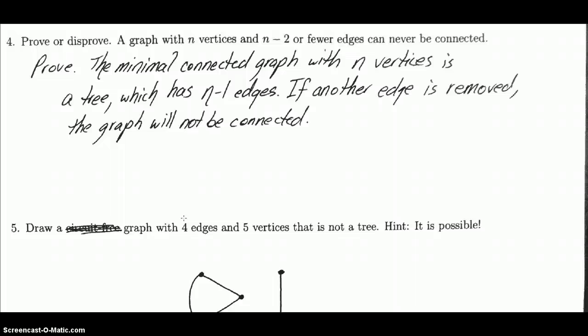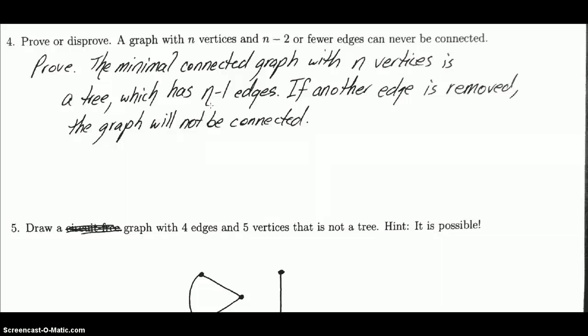Okay, prove or disprove. So this is using the concept of a tree, basically. A tree is the minimal connected graph, and we know that a tree has 1 less edge than it does vertices. So if we tried to get even fewer edges than n minus 1, we're going to break the connection somewhere. We remove another edge, we're not going to have a connected graph anymore.